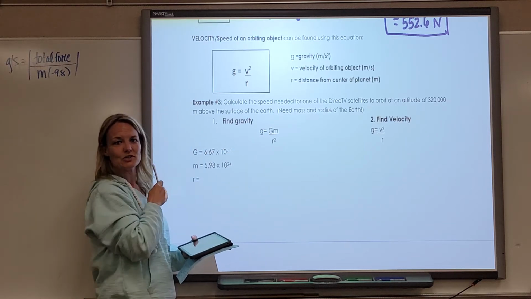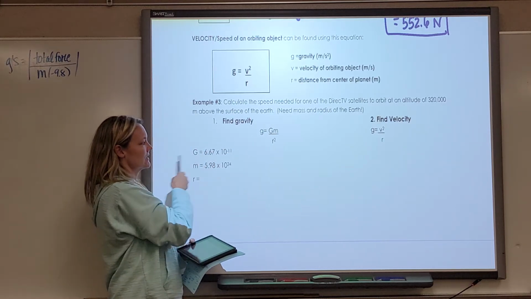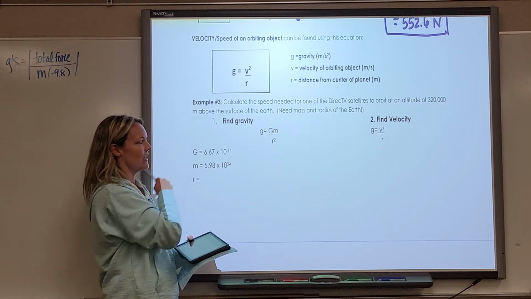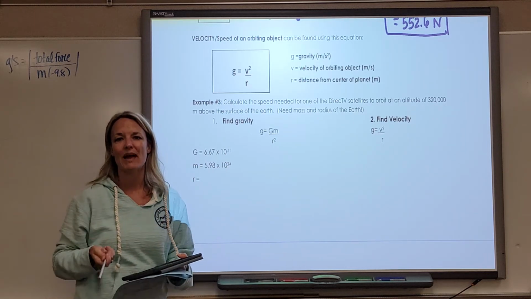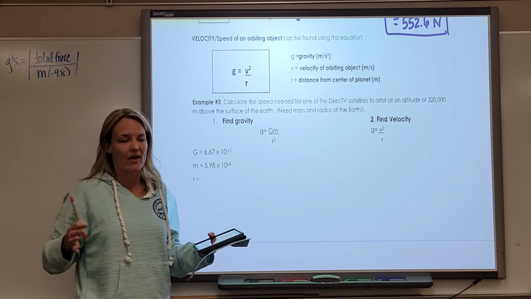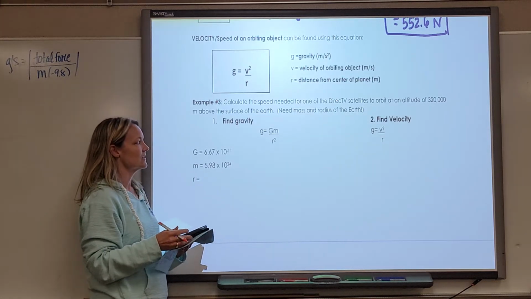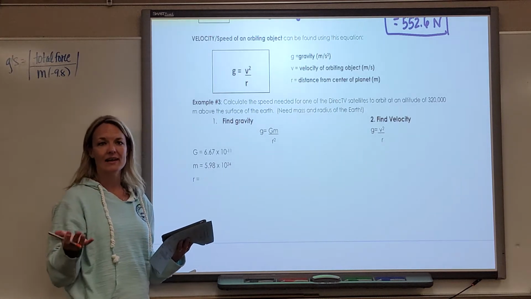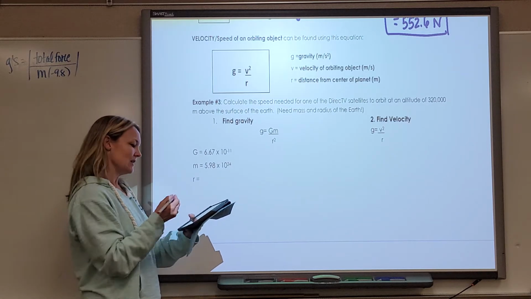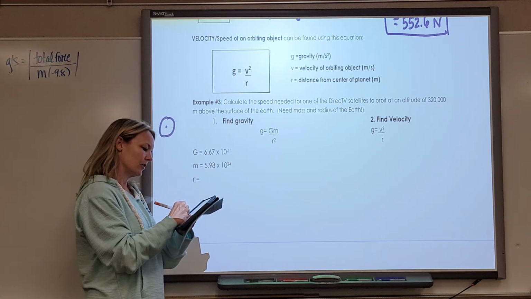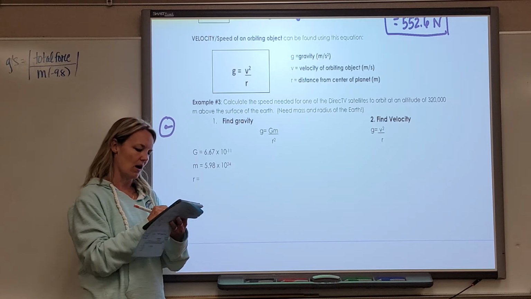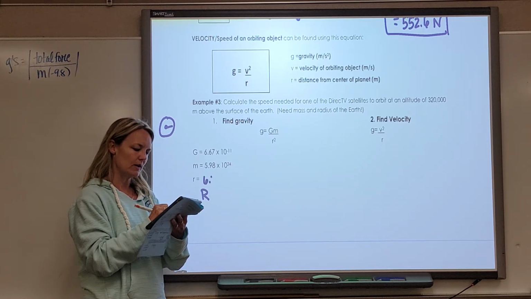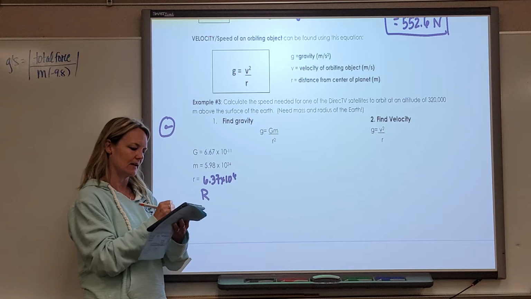That is the first equation up at the top. G, 6.67 times 10 to the negative 11. The M, that is the mass of the Earth. That's what's creating the gravity. 5.98 times 10 to the 24th. And then I need the radius. Remember, the Earth's radius, we have it labeled as R. It is 6.37 times 10 to the 6th.